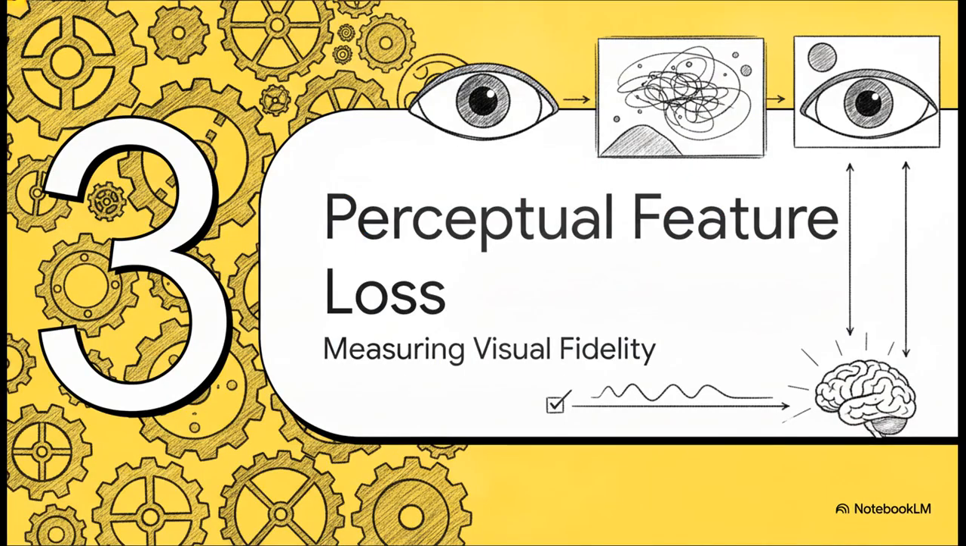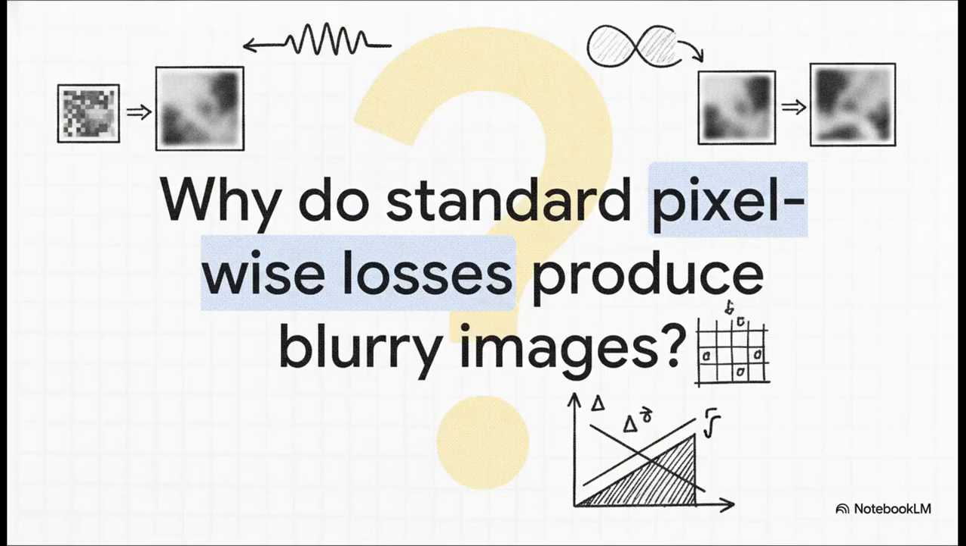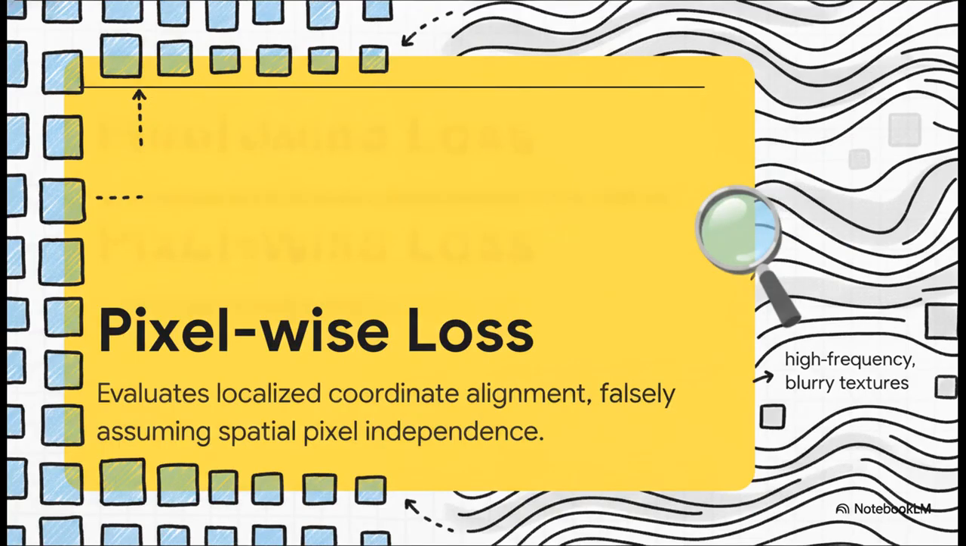Section 3. Perceptual and feature losses. Next flashcard. This is a very common troubleshooting scenario, so think about this one. If you're training a super-resolution model using a standard L1 or L2 loss, why does the output almost always look blurry and washed out? Well, it all comes down to a fundamentally flawed assumption in pixel-wise loss.